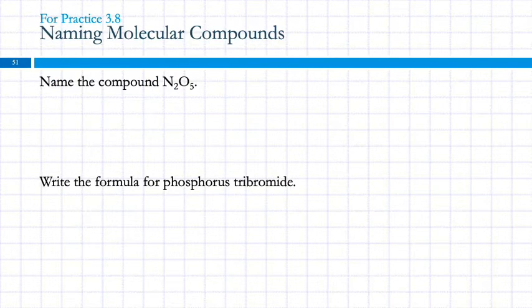So let's look at a couple of examples. Let's name this one, N2O5. So before you break out the prefixes, look at the first element. Is it a metal? No. Okay, we can use prefixes. Because if it was a metal, we have to do the ionic thing. So how many nitrogens? Two. So it's dinitrogen. And how many of the oxygens? 5. Penta, right? Penta, and then oxygen becomes oxide.